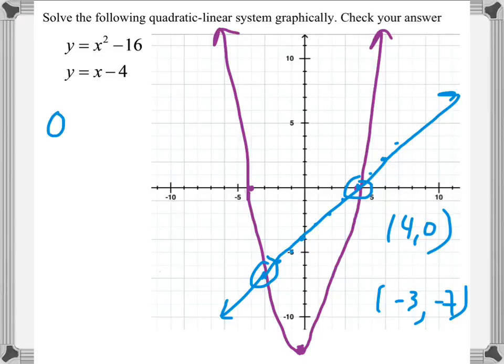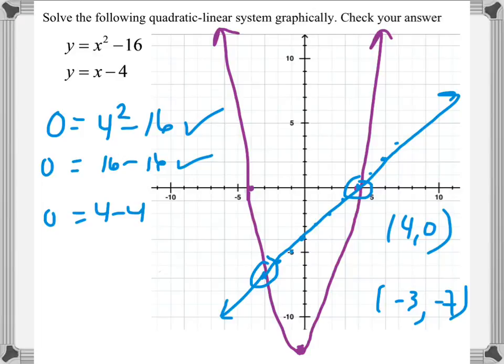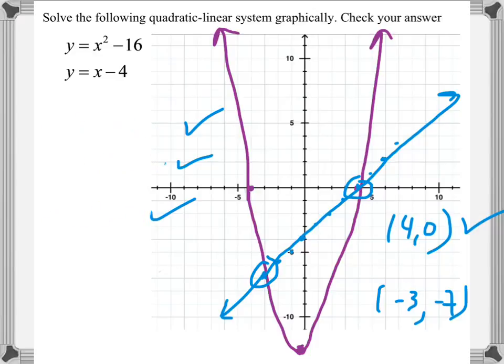So 0 is equal to 4 squared minus 16. So that's true for the first one, because 0 is equal to 16 minus 16. So this is a solution to the quadratic. And then 0 is equal to 4 minus 4, so that's true. So this point is a solution to both the quadratic and linear function.